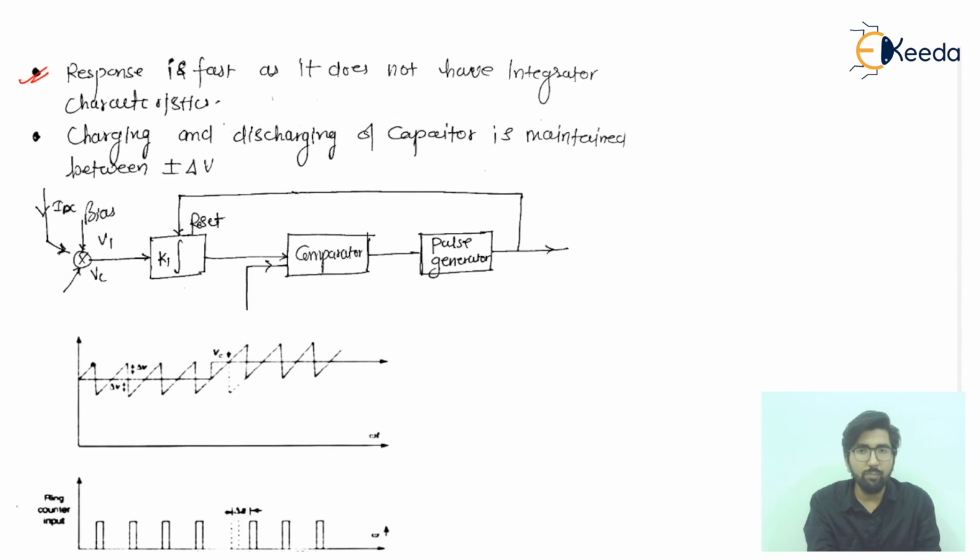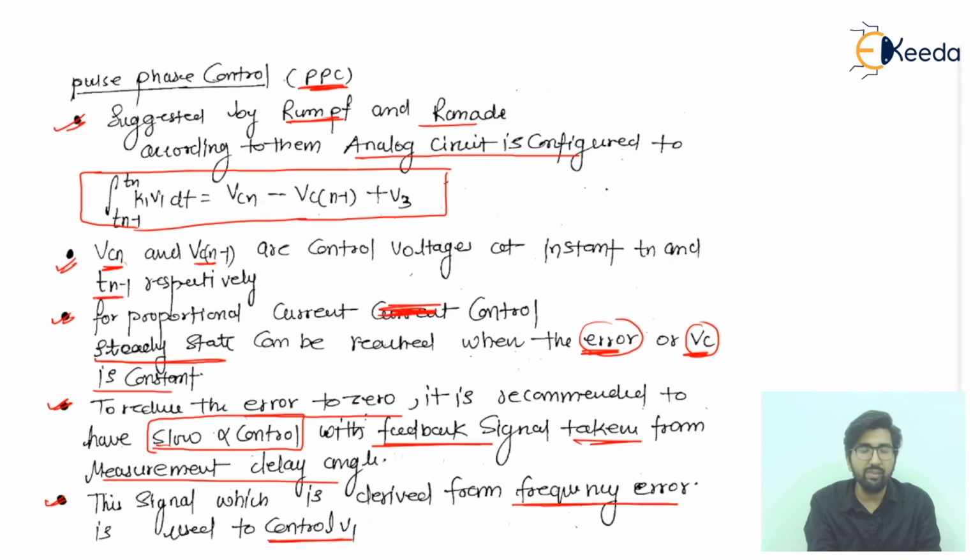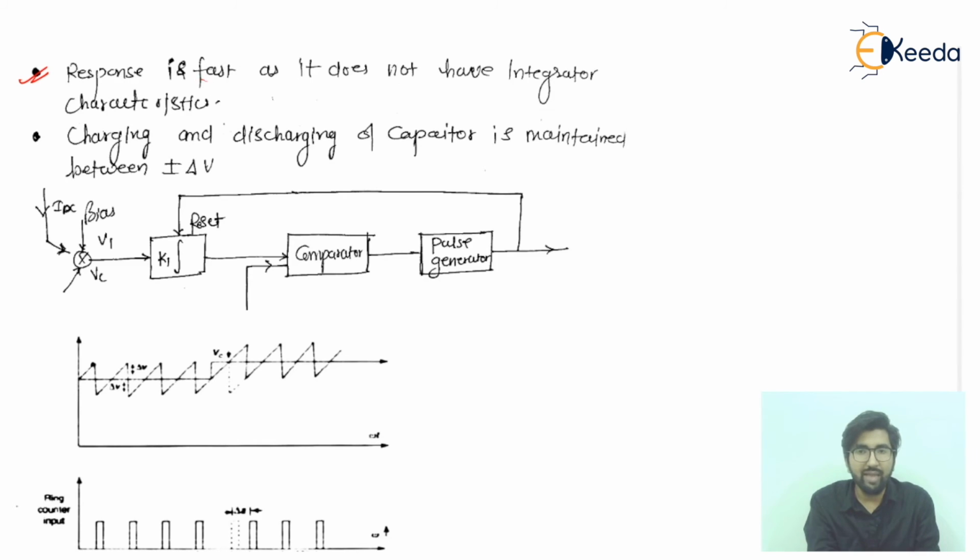The response of the PPC, that is the pulse phase control, is actually fast and does not have the integrator. As it does not have the integrator characteristic, it is going to be fast because one block is reduced and there is no time for the integrator to operate. So I can say the response of that is actually fast.